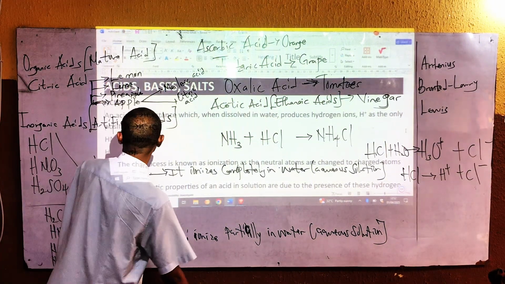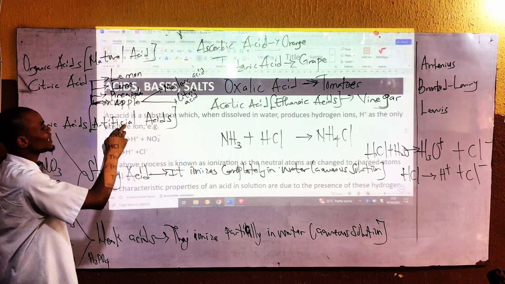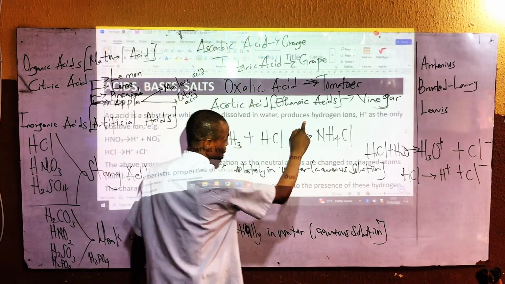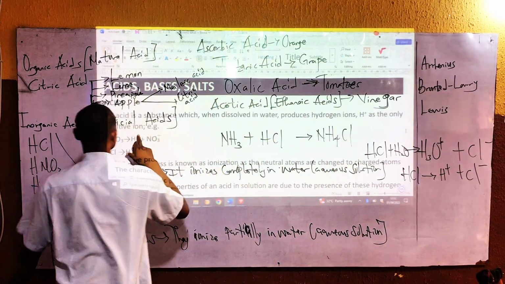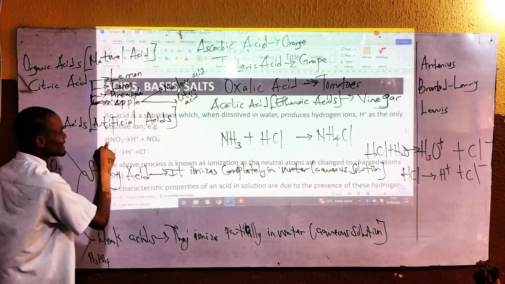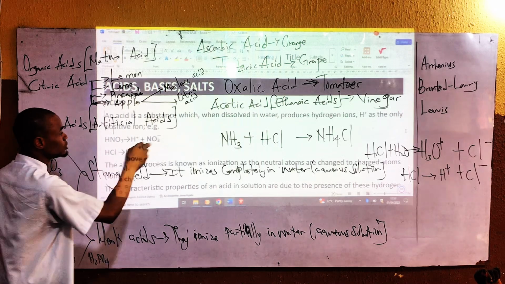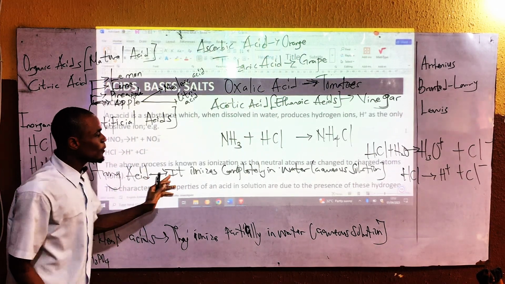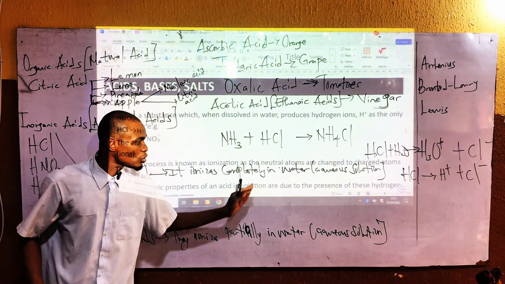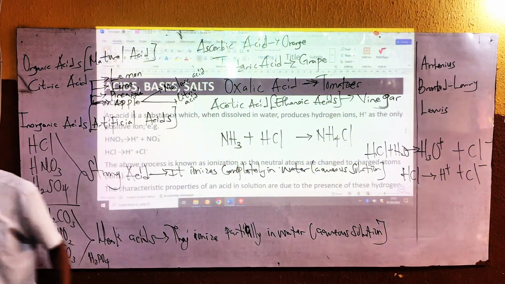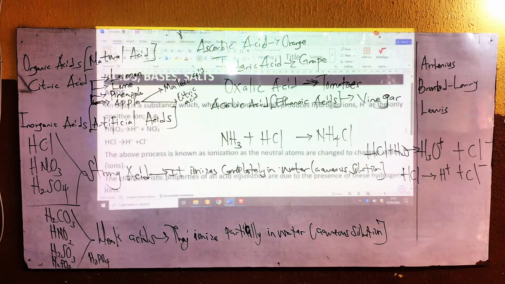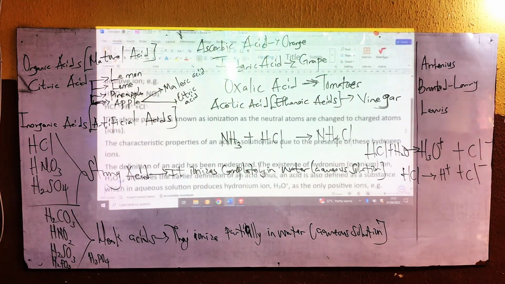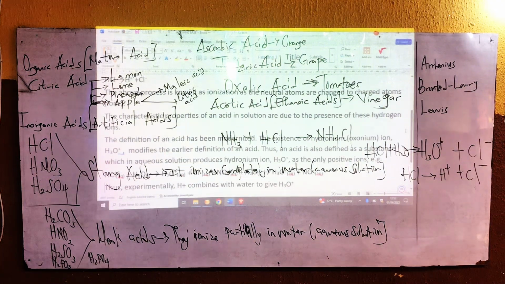What is an acid? An acid is a substance which, when dissolved in water, produces hydrogen ion as the only positive ion. For example, HNO3 gives H plus and NO3 minus, and HCl gives H plus and Cl minus. The above process is known as ionization of a neutral atom into charged atoms. Charged atoms are called ions.